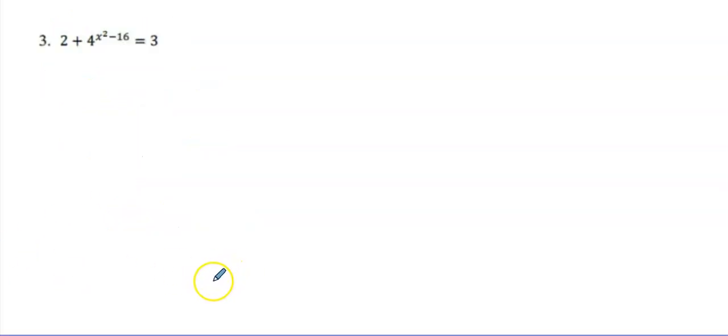Number 3, this time I have an x squared, so this should be interesting, but let's isolate our 4 to the x squared minus 16, subtract 2 from both sides.